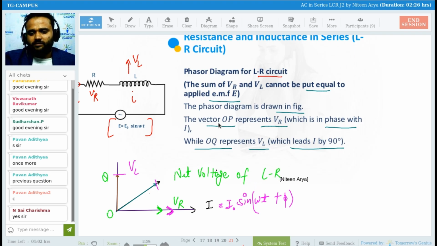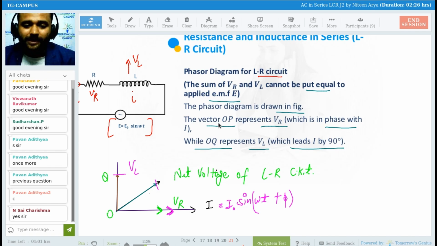Net voltage of LR circuit. Now it is clear. Is this clear? So what should I do, and why should I do that? Because I and the voltage across the resistance are going to be in the same phase. So same phase in this way, and this is going to be the net voltage. Clear, everyone? This is going to be my net voltage for this entire circuit.